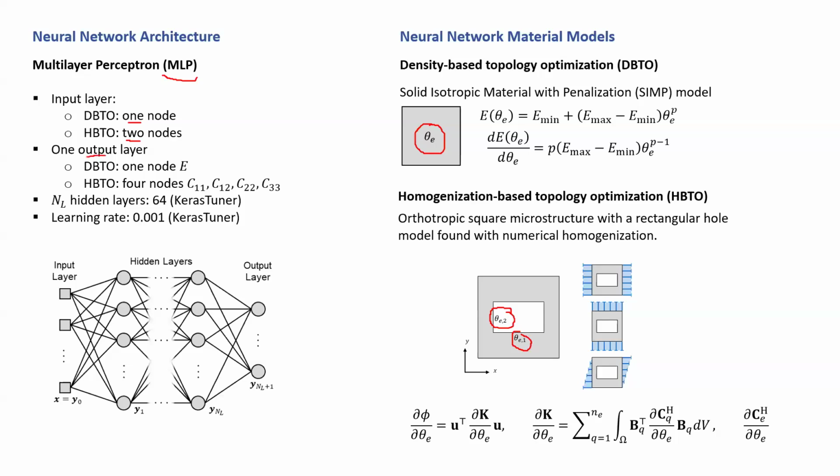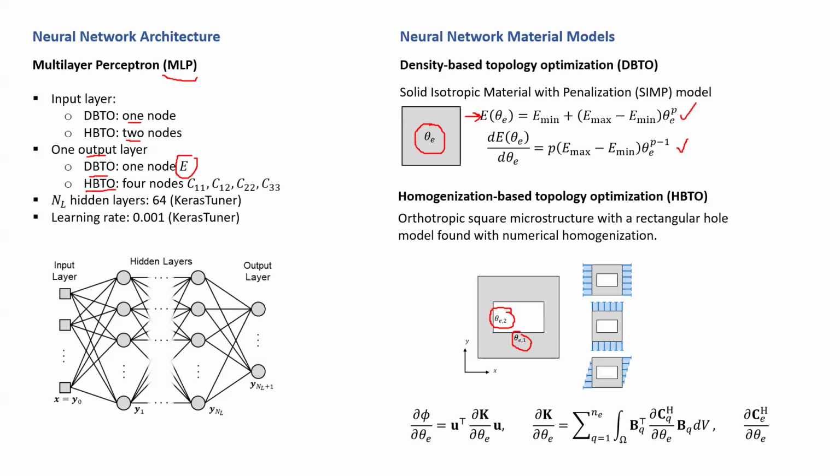The output layer for density-based topology optimization is just 1, and that is the prediction of the Young's modulus. So we can directly compare. So we obtain, using this solid isotropic material with penalization, this is the modified version of the SIMP model. So we use that formula as input for training. And then the advantage of this one is that the derivative has an analytic expression that we can use for ground truth for comparison.